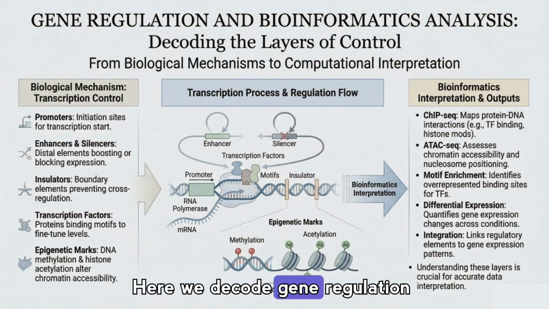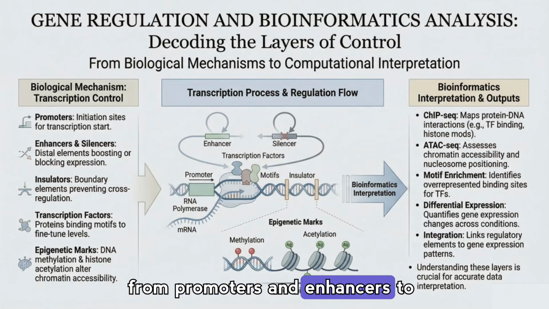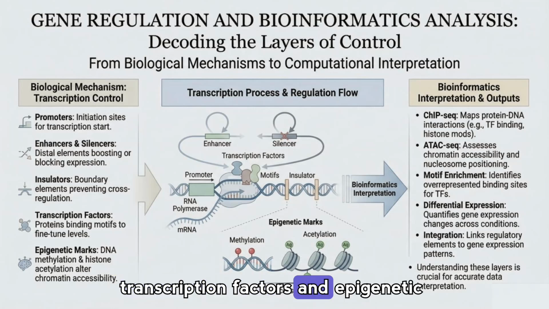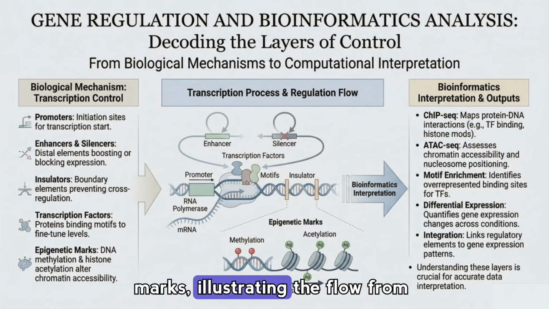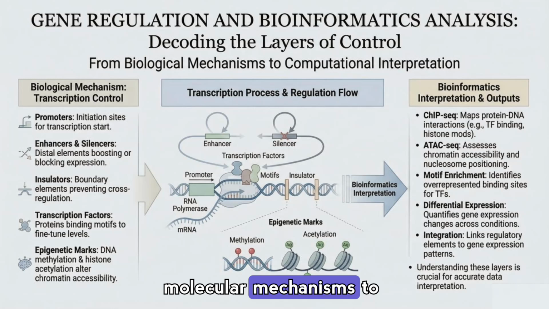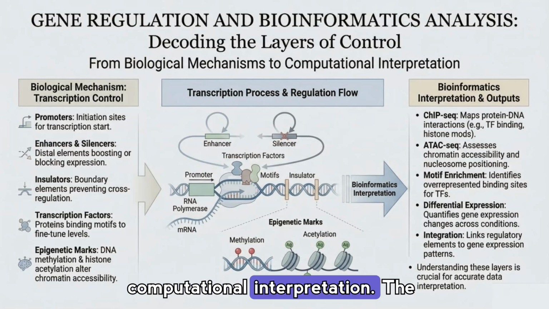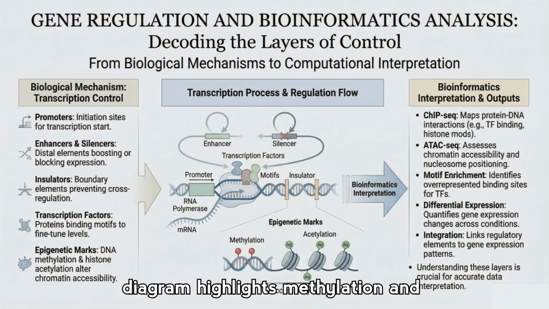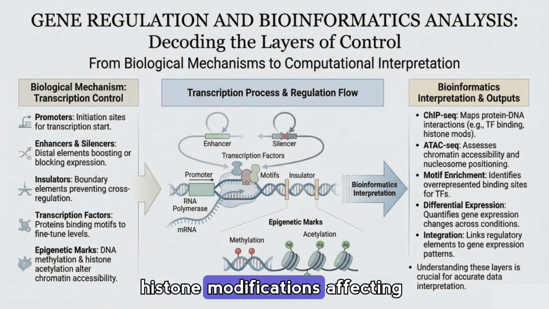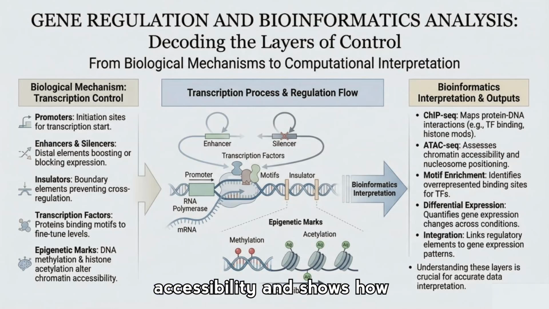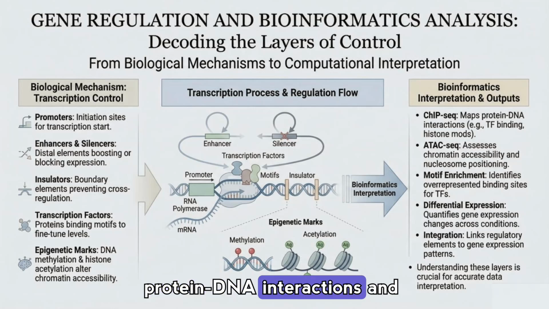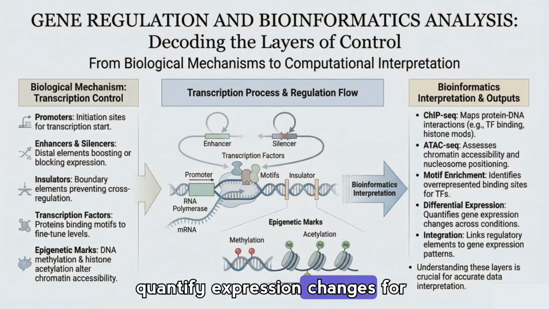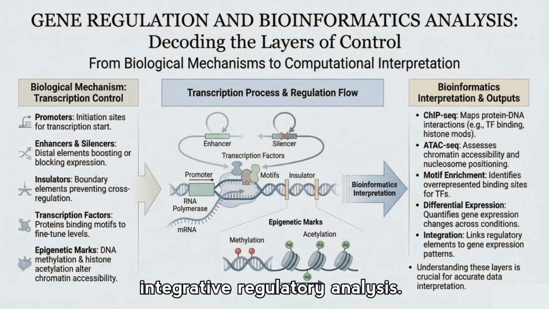Here we decode gene regulation from promoters and enhancers to transcription factors and epigenetic marks, illustrating the flow from molecular mechanisms to computational interpretation. The diagram highlights methylation and histone modifications affecting accessibility and shows how ChIP-seq, ATAC-seq, and motif enrichment combine to map protein-DNA interactions and quantify expression changes for integrative regulatory analysis.